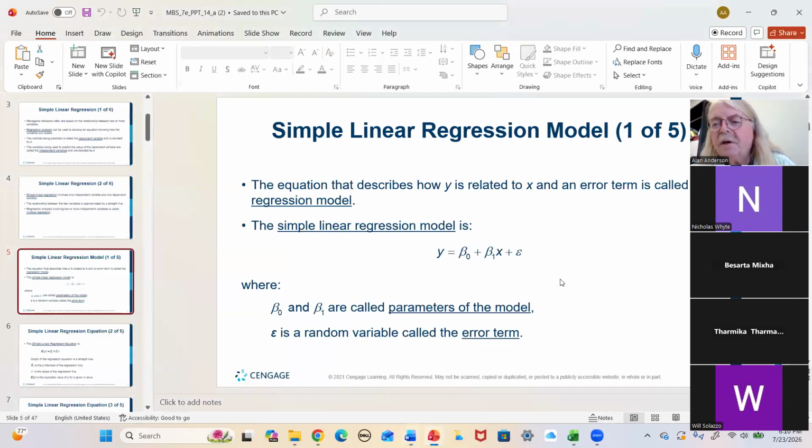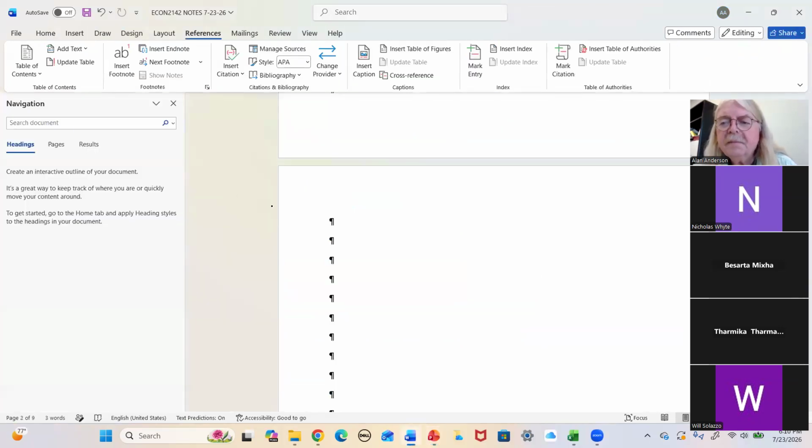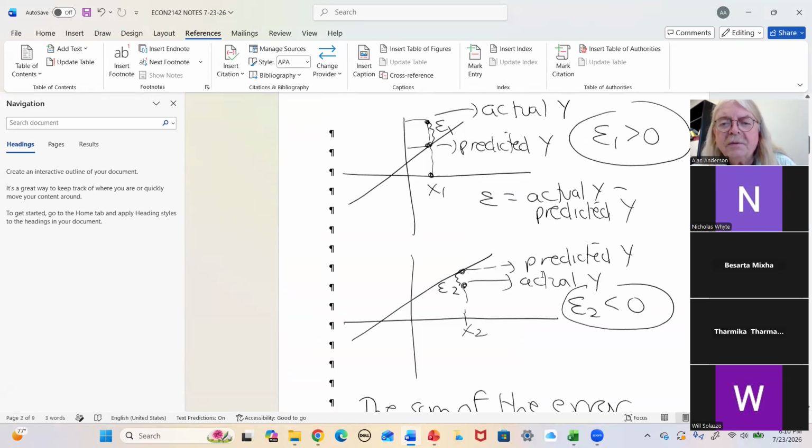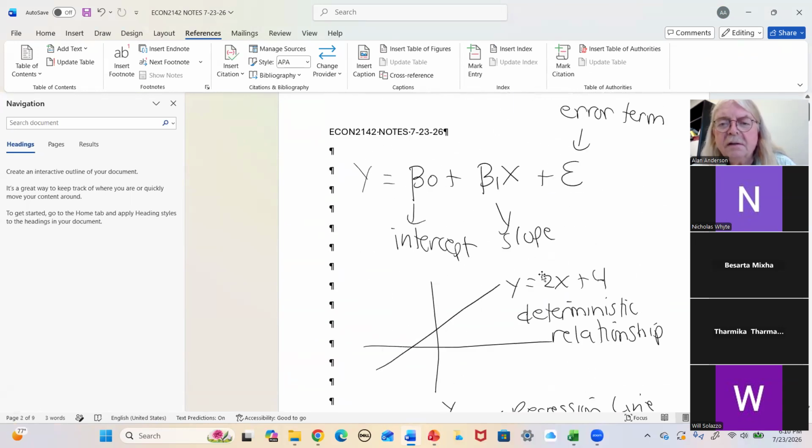Now, of course, as you know, we never observe the population data. We always use the sample data to come up with our estimates. So we need, along with our population regression line, which I should have labeled, the sample regression line.